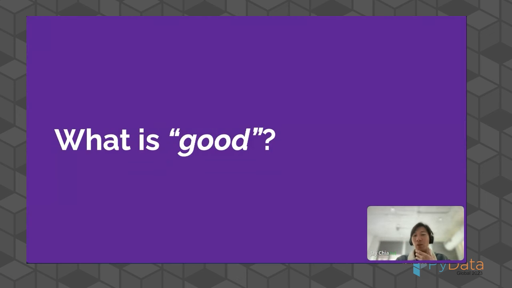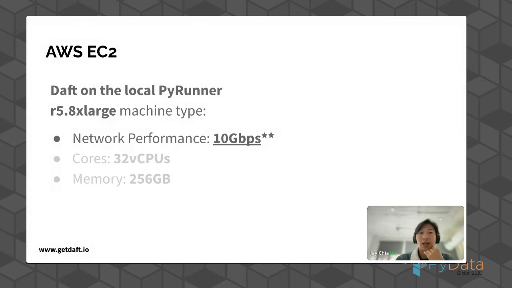And how do we measure what is considered good performance? For the demos today, I'll be running Daft on the local PyRunner, on the R5 8xlarge machine type, which has these characteristics. The network performance advertised by AWS is 10 gigabits per second. If we can hit that 10 gigabits per second, then we know that we're being really efficient with all the network bandwidth being provided to us. This machine is fairly large, with 32 cores and 256 gigabytes of memory. But we'll also see that we're able to process very large data sets even with this setup.